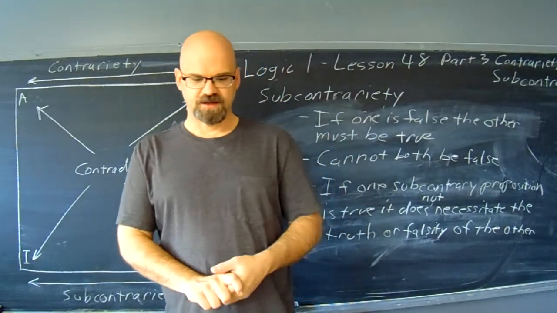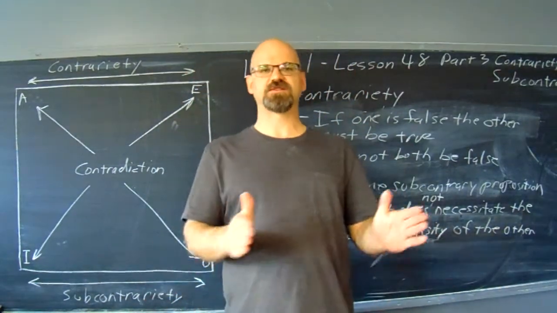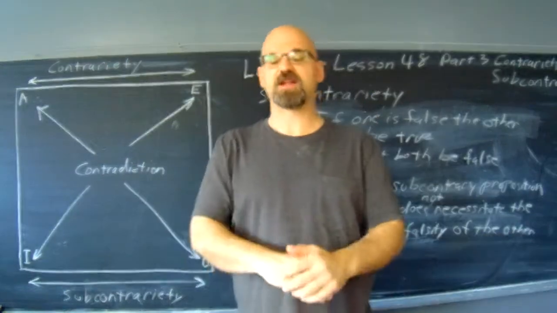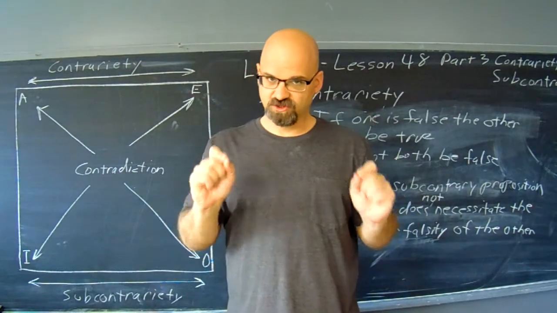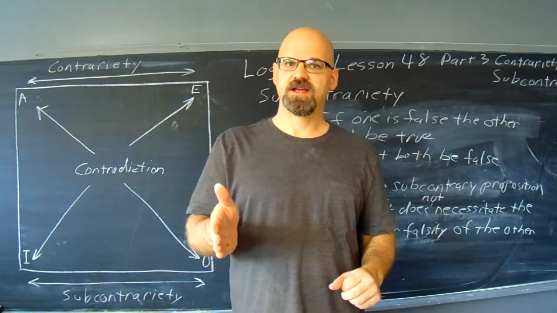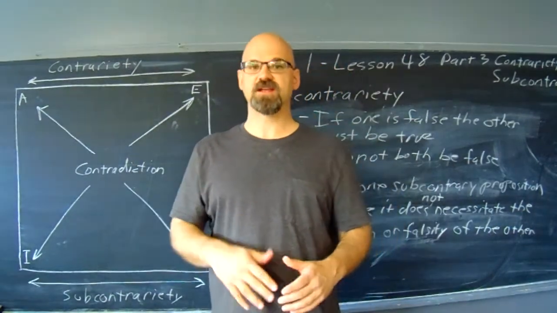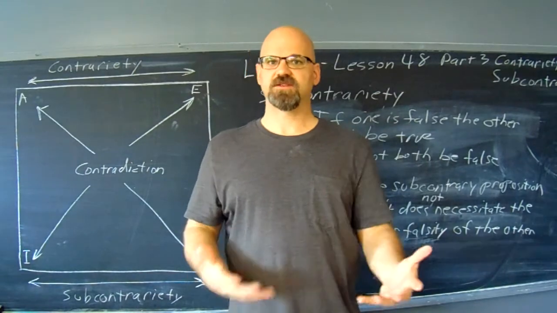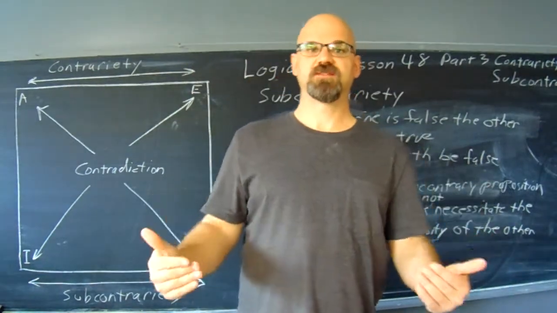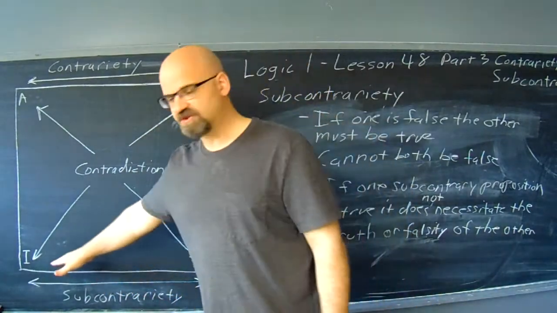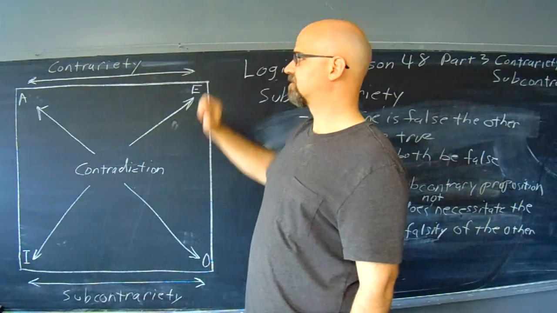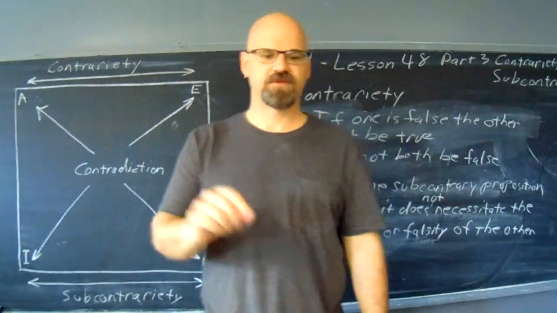Last example. This is, once again, an O statement. Some food is not sweet. That's an O statement, okay, a particular negative. And it is a true statement, right? Some food is not sweet. That's true. So if we give the I version of that statement, some food is sweet, that could be either true or false. Now we know that it is true, but it could be either one if we don't actually know the information, okay? So once again, they can both be true, but they cannot both be false. The exact opposite of contrariety, which is they can both be false, but they cannot both be true.